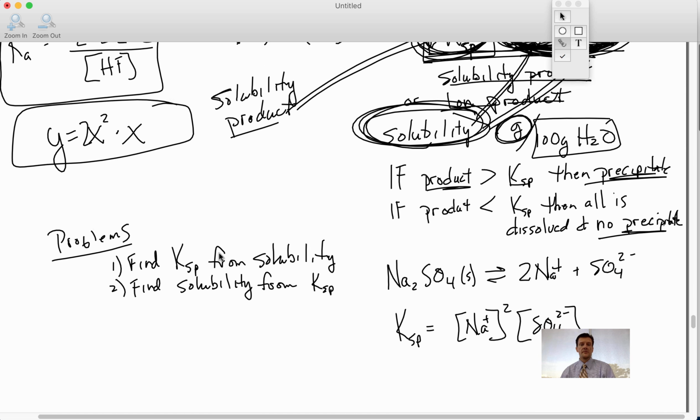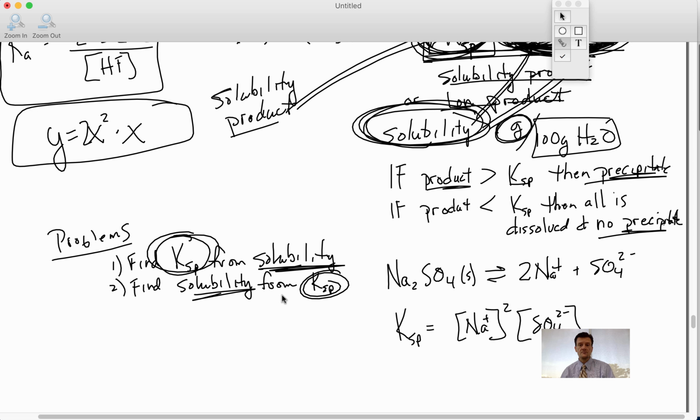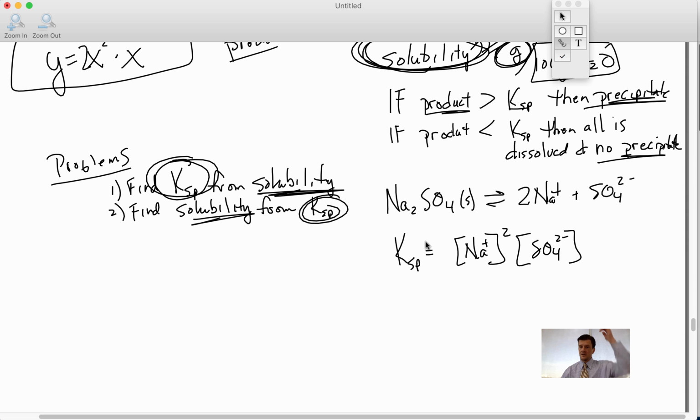Okay? So you'll be doing problems where you're given the solubility and you have to find the solubility product, or you're given the solubility product and you have to find the solubility of the different ions or of the solid. Okay? So really quickly here, let's just look at this as an example.